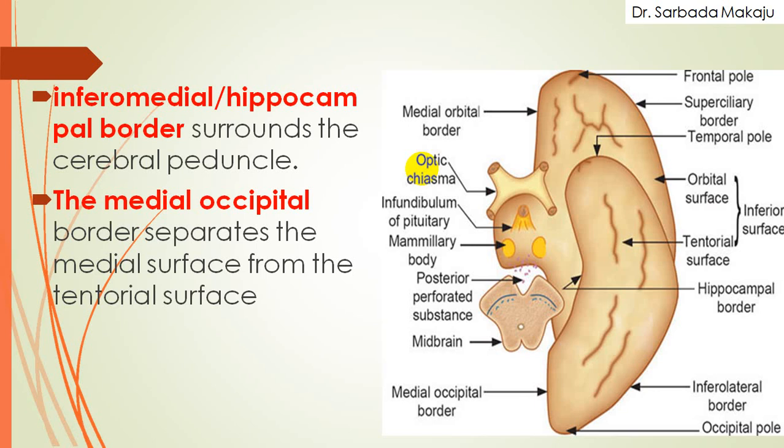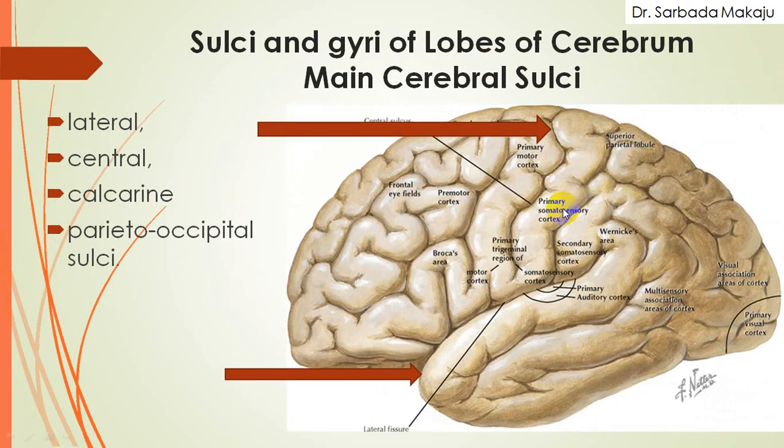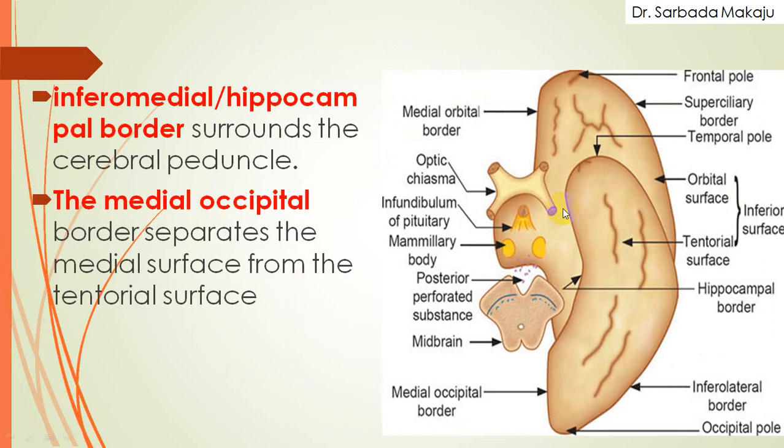Now one more border that is present is known as the inferior medial border, or the hippocampal border. This border is known as the hippocampal border, or it is also known as the inferior medial border. It surrounds the structure that is present here, which is known as the cerebral peduncles.